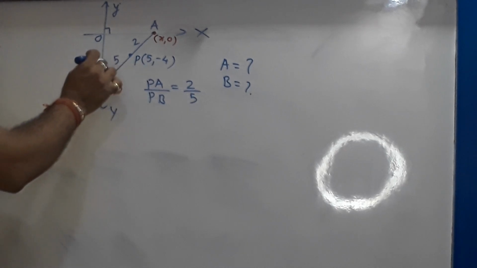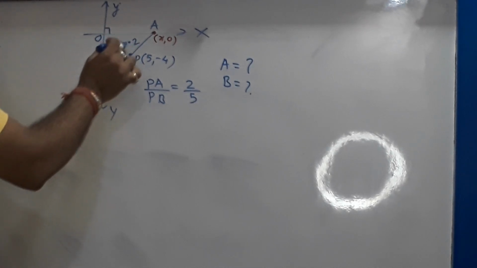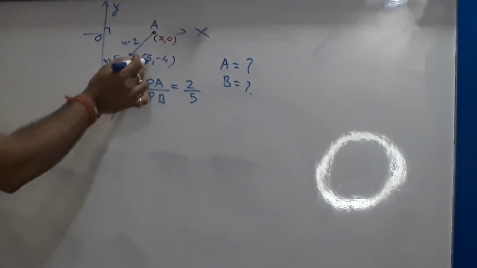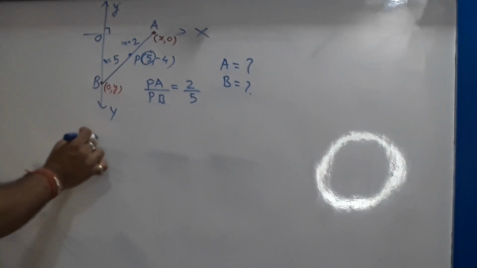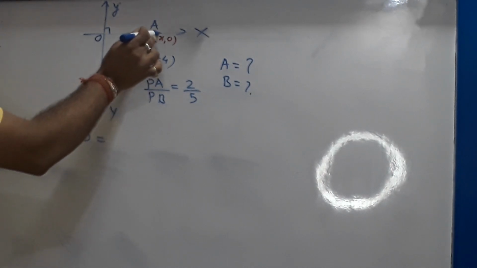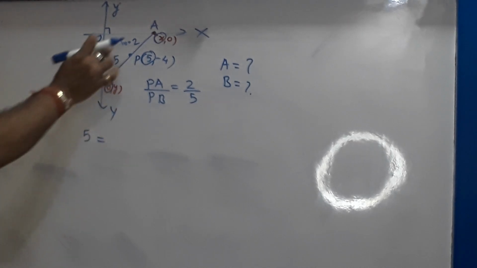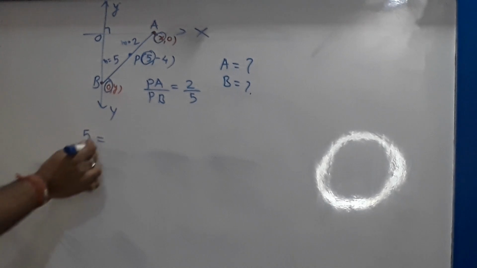So you can take this as m or n. This is my m, m is 2 and n is 5. Apply the section formula. So we consider the first coordinate of both the points. Multiply this ratio by this coordinate, and this ratio by this coordinate. So what will you get?